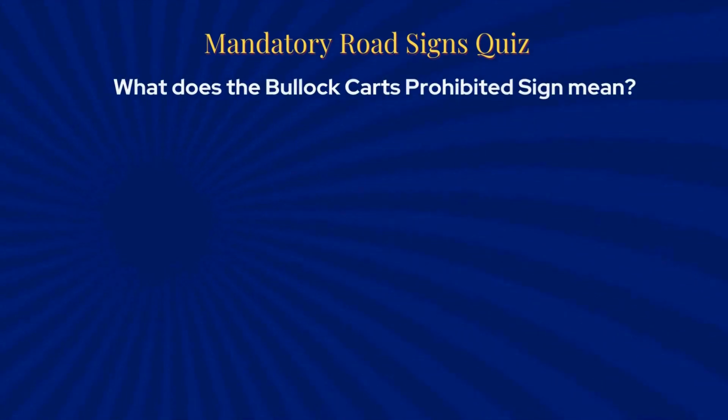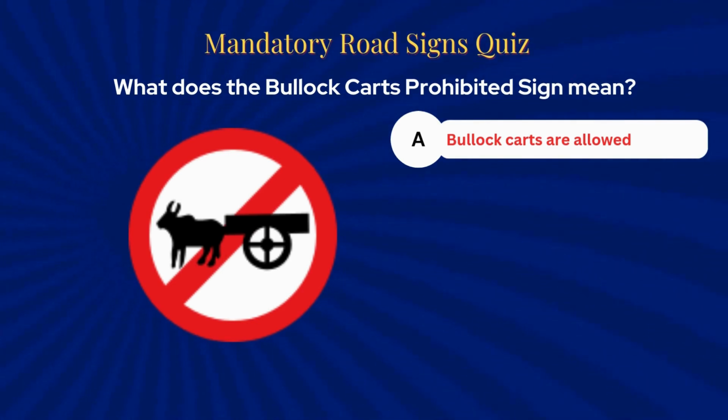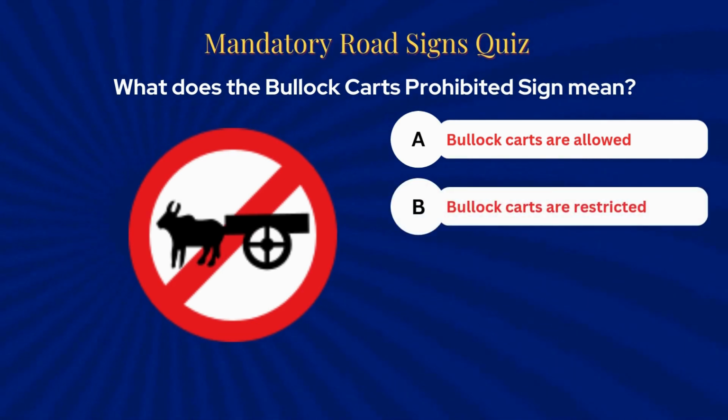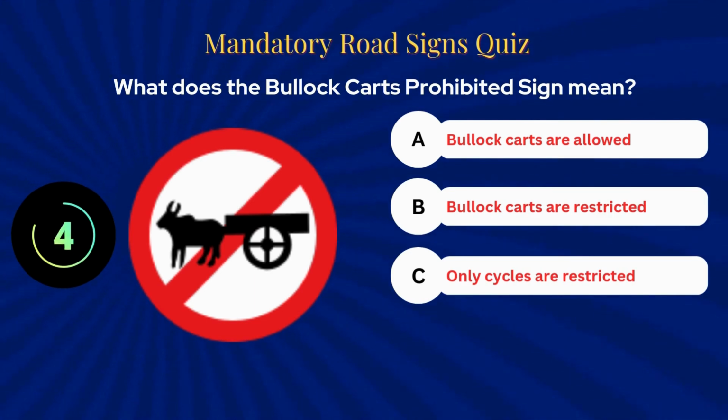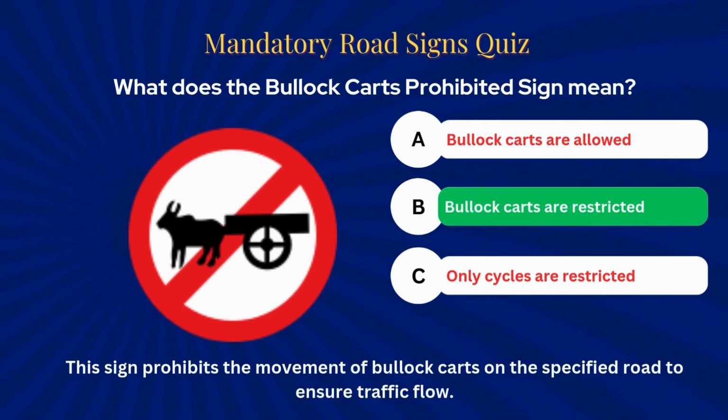What does the bullock carts prohibited sign mean? Options are bullock carts are allowed, bullock carts are restricted, and only cycles are restricted. Answer is bullock carts are restricted. This sign prohibits the movement of bullock carts on the specified road to ensure traffic flow.